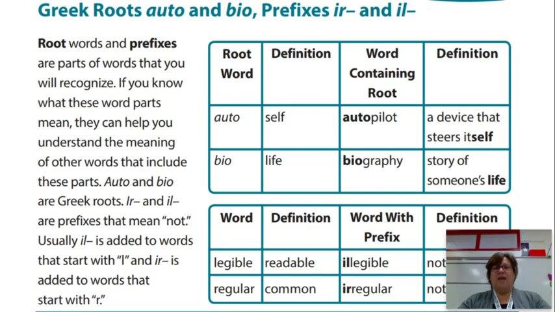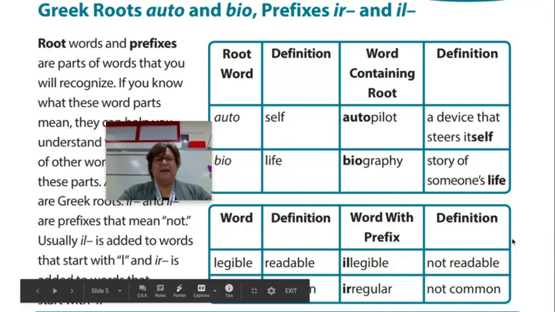So here's the chart. We have root word, definition, word containing root, and then the definition of that word. Our first root word is auto. The definition for auto is self. A word containing the root auto is autopilot. The definition of autopilot is a device that steers itself. The root word bio means life, and a word that contains bio is biography. The definition of biography is story of someone's life.